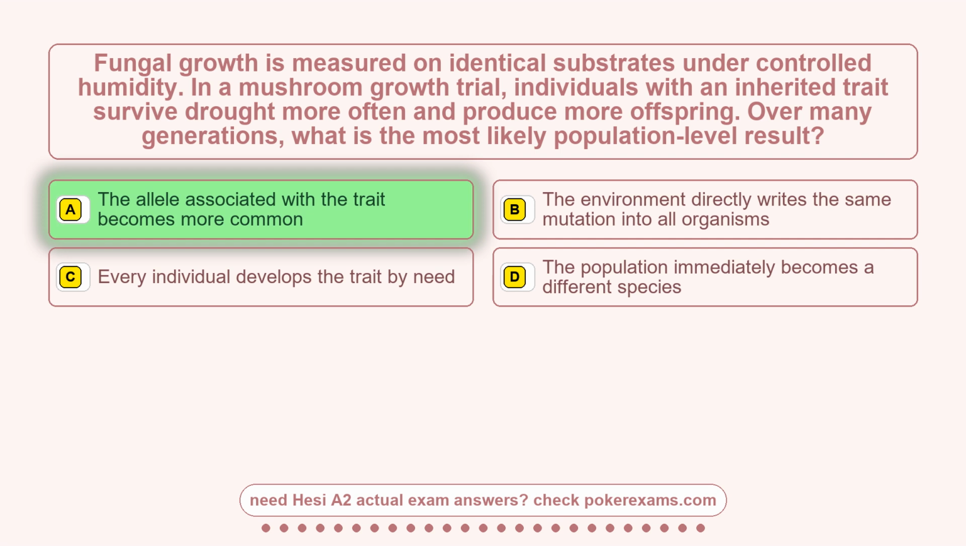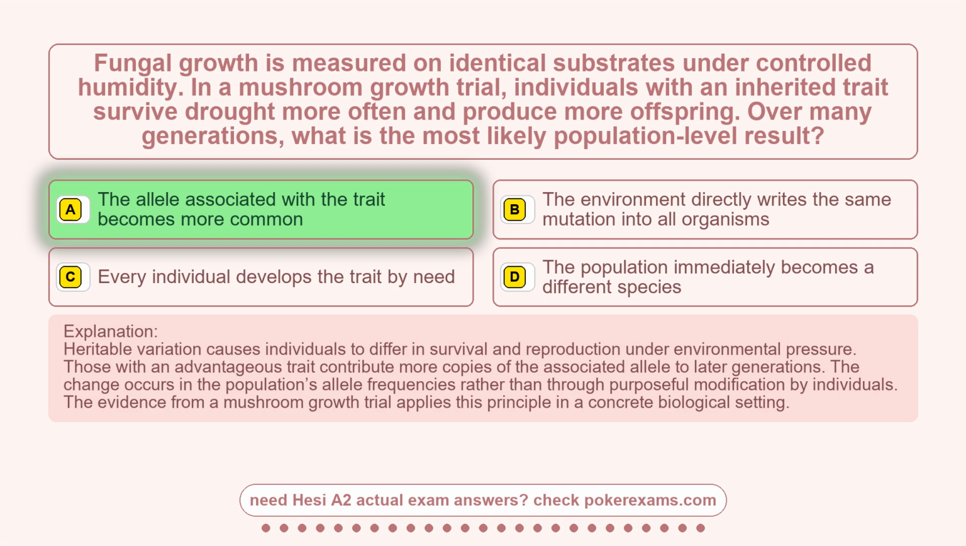The correct answer is Option A. The allele associated with the trait becomes more common. Heritable variation causes individuals to differ in survival and reproduction under environmental pressure. Those with an advantageous trait contribute more copies of the associated allele to later generations. The change occurs in the population's allele frequencies rather than through purposeful modification by individuals. The evidence from a mushroom growth trial applies this principle in a concrete biological setting.